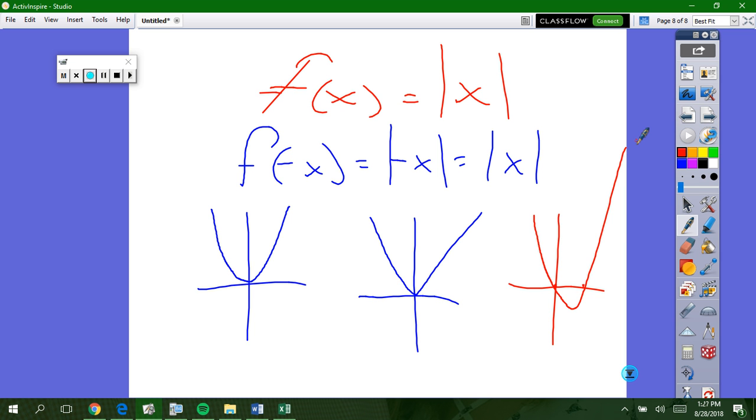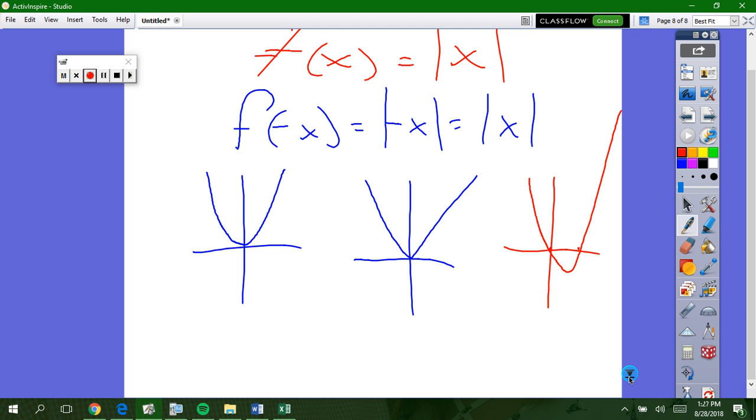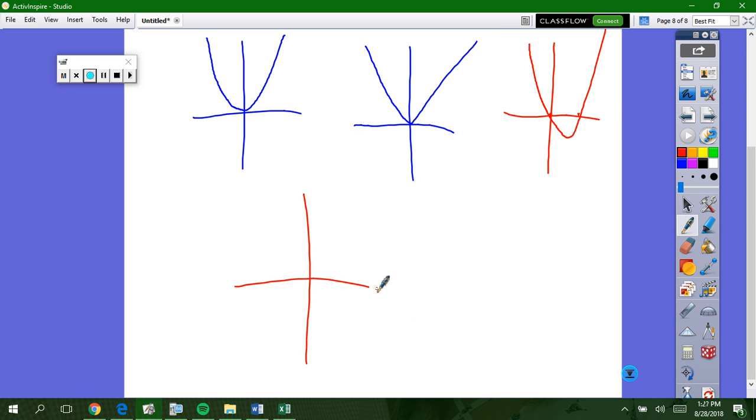Can anybody tell me what they see common between the two blue ones? The turning points are on the y-axis? Not necessarily one turning point. Here's another one. Not congruent. There we go. Imagine that was perfect, right? I'm not an artist, but get the idea. They all, if they are an even function, they are symmetrical about the y-axis.